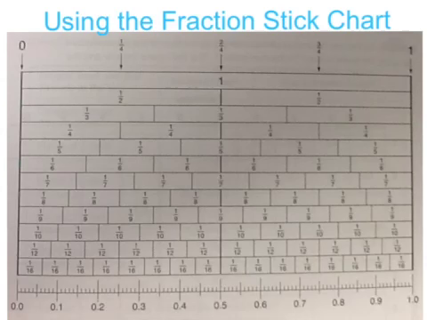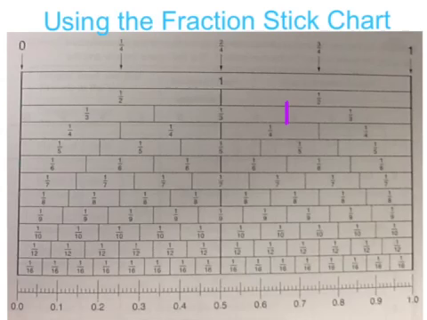Step 1 is that the denominator is 3, so we're going to use the third stick to locate the fraction 2/3. We're going to count the pieces from left to right, and the right edge of the second piece is 2/3. Here's what this looks like. My third stick is right here. Here's 1/3, and here's 2/3. So my 2/3 of this piece falls right here.